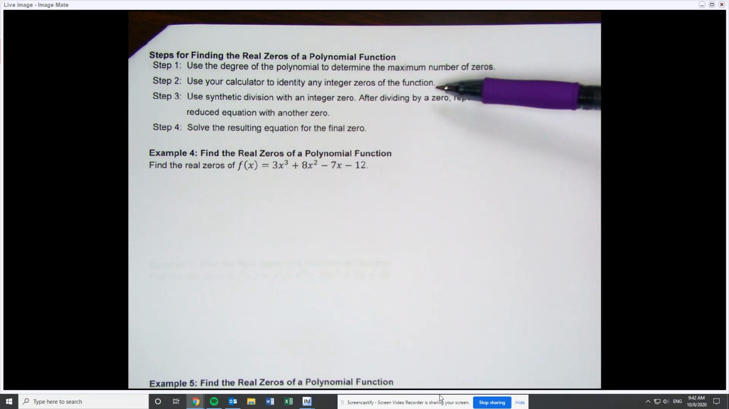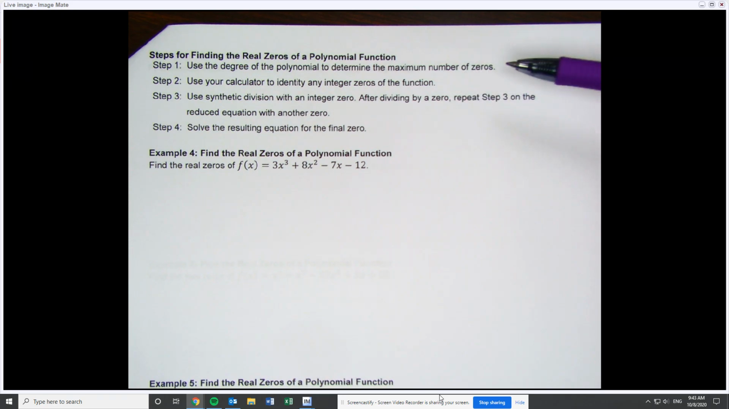Now, right here, step 2. Step 2 is what's going to allow us to skip the rational zeros theorem. And trust me, once you see how to do it, you'll be grateful that you get to use a calculator to skip that step because it's going to save you a lot of time. All right, step 3, we'll use the zeros we found in step 2 for synthetic division, and then we'll solve whatever is left over.